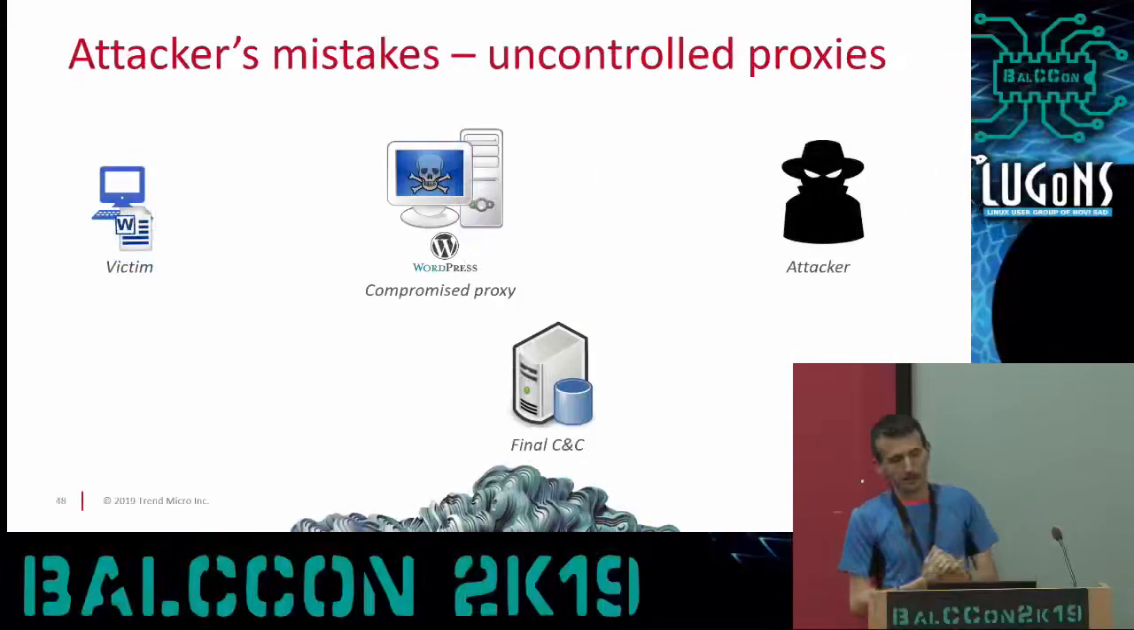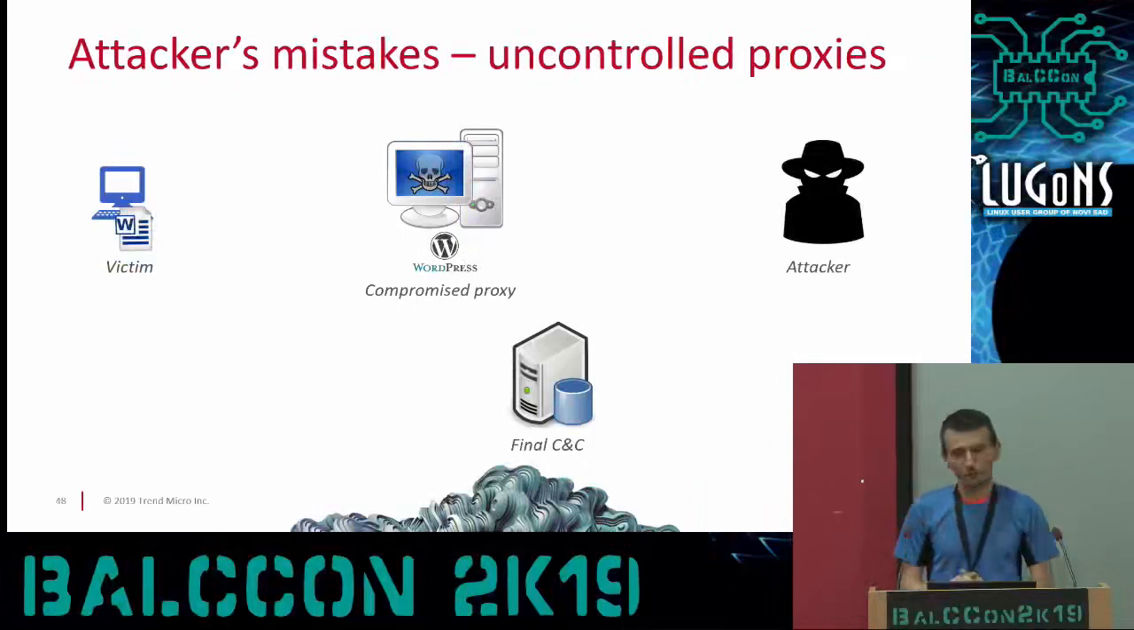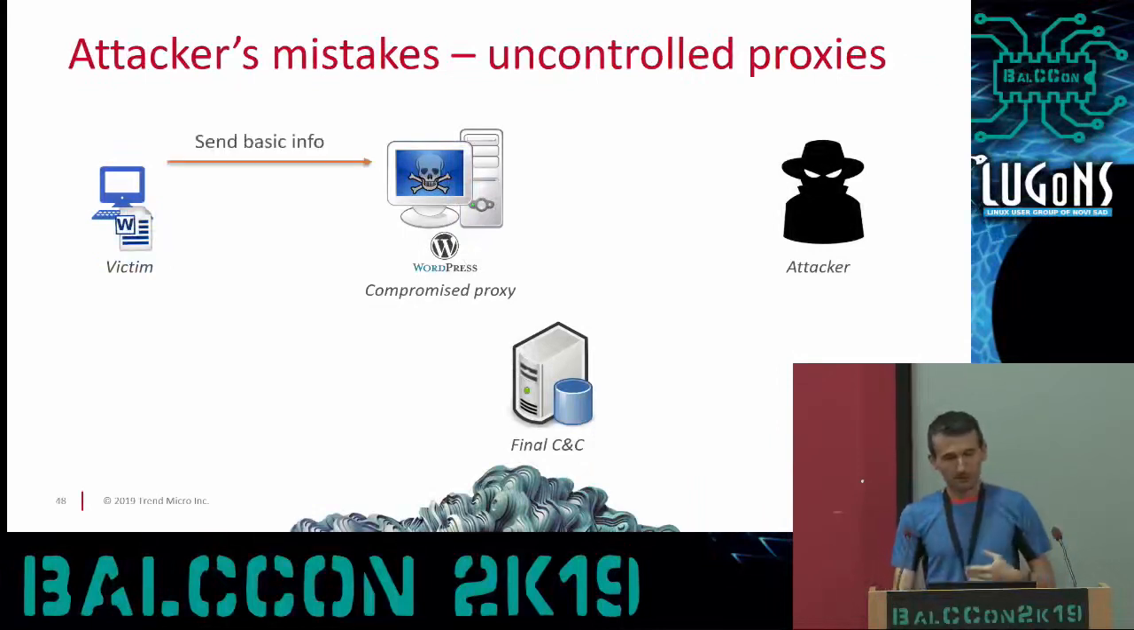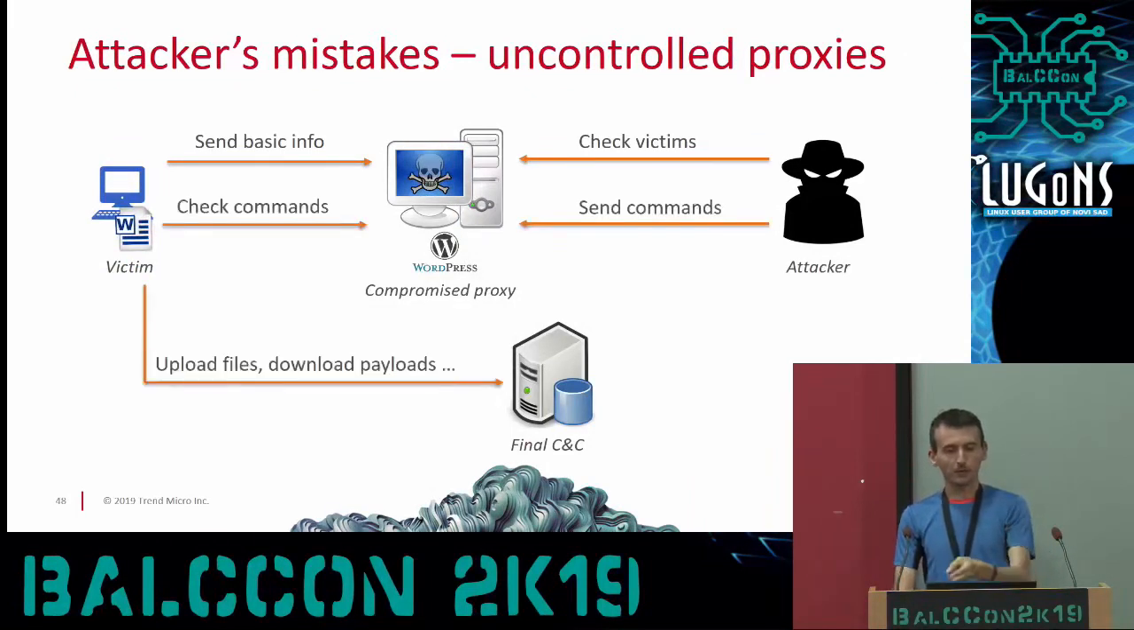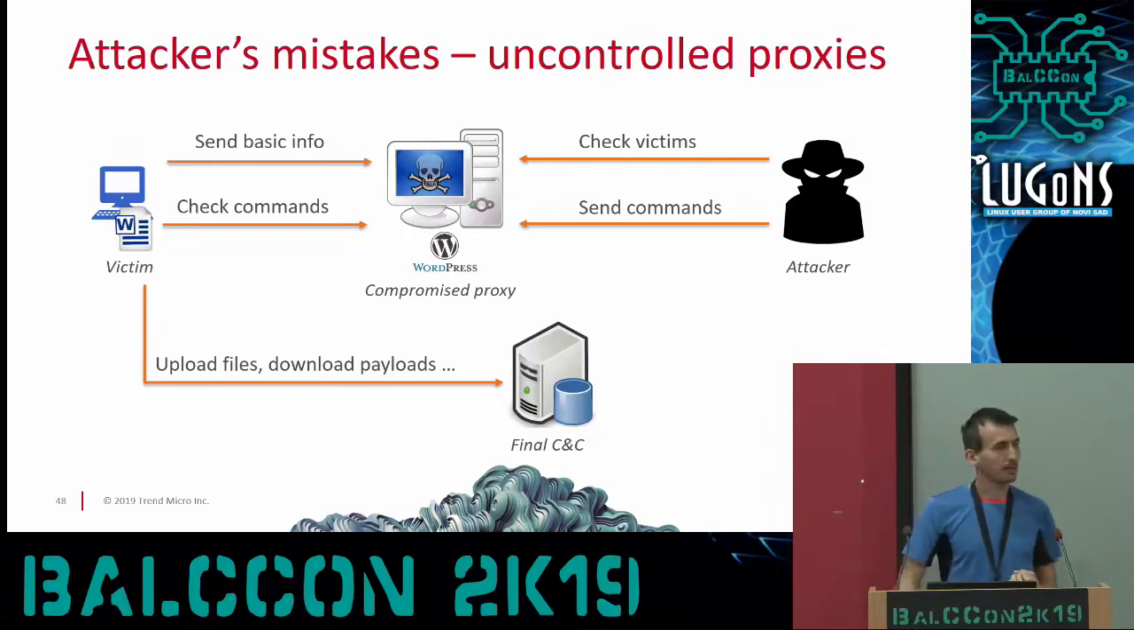The second thing: I mentioned that they used lots of proxies. So the whole thing looked like this: there was some compromised proxy, there was the attacker and the victim, and the communication was done through these proxies. Only when the victim machine was instructed to upload some files, they were not uploaded to the compromised proxy, but to their final CNC server. But these proxies were not controlled by the attackers.